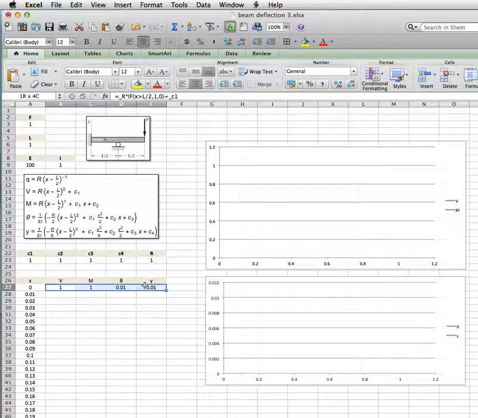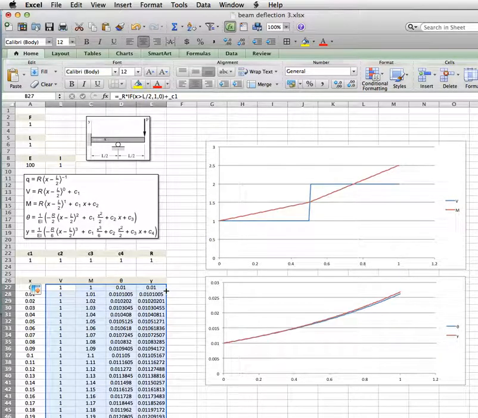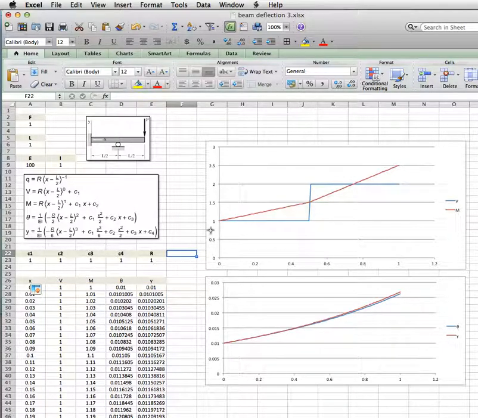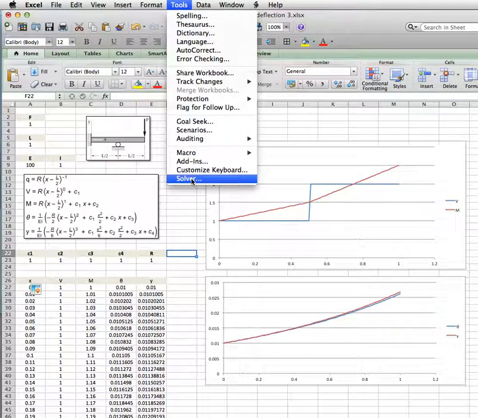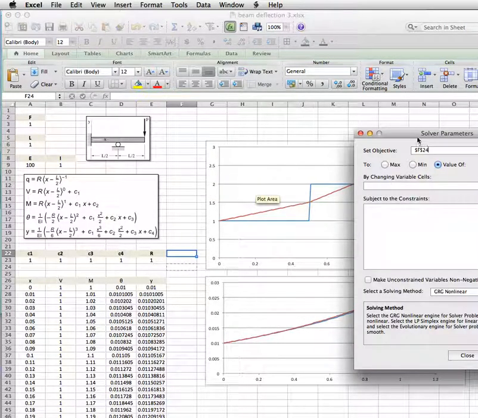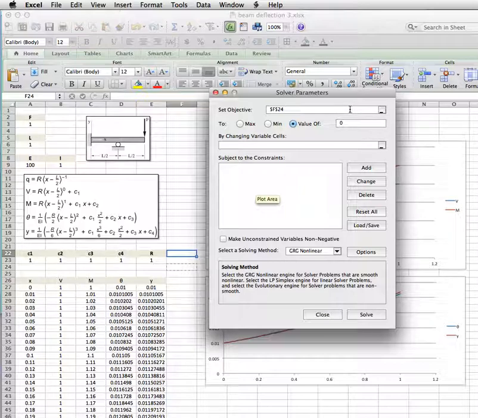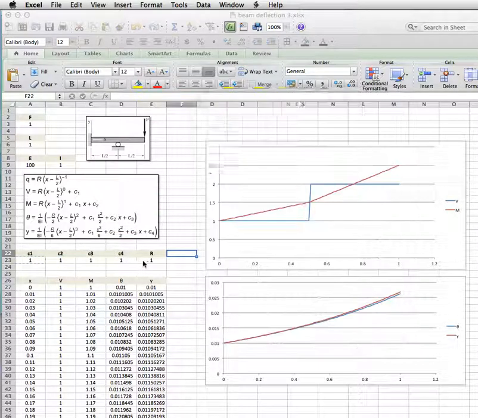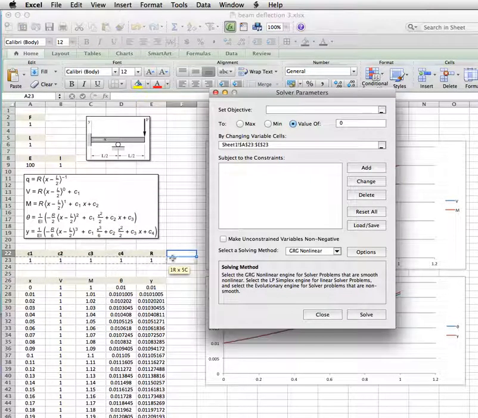Same thing, I'm going to highlight those, double click to copy the formulas all the way down to the end of the beam, and I'm going to use the solver. So tools, solver. Need to get rid of this here. I want to change these 5 cells right here, and I want boundary conditions.